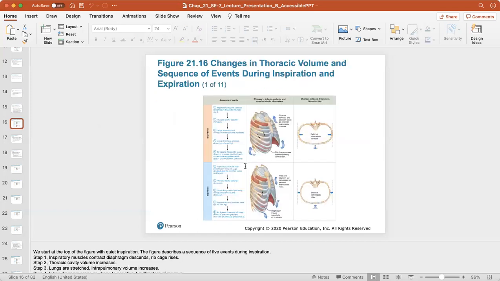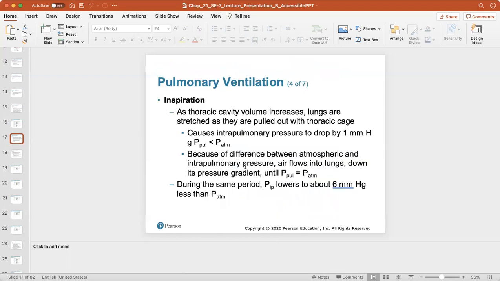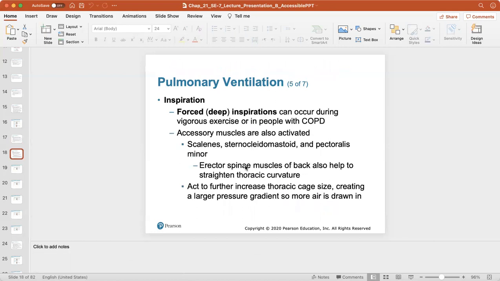So this is just a look at how the diaphragm and the external intercostal muscles will change with inspiration and expiration. As the thoracic cavity volume increases, lungs are stretched as they are pulled out with the thoracic cage. This causes the intrapulmonary pressure to drop, and because of the difference in the intrapulmonary pressure, air will be kind of pulled into the lungs. During the same period, the intrapulmonary pressure will lower, which makes it less than atmospheric pressure.